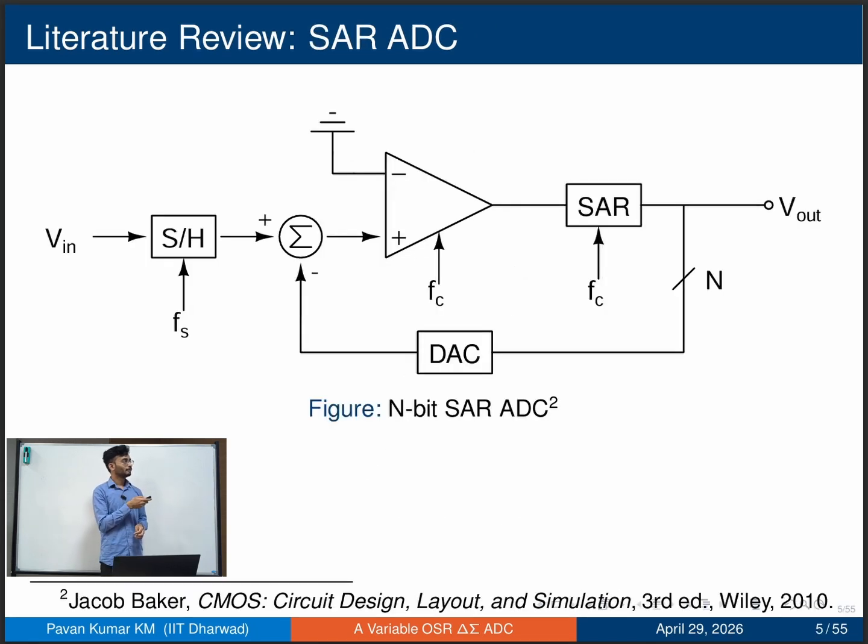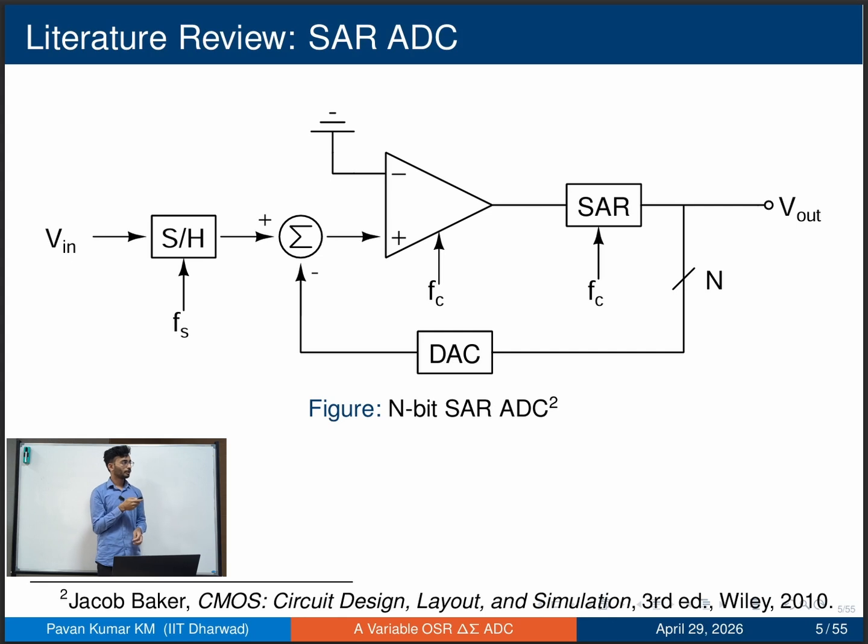One of them is the SAR ADC. This works on an iterative method. This is a single comparator architecture and mostly digital. This can achieve a resolution of up to 12 to 14 bits. But again, the resolution of this is limited by DAC nonlinearity and the comparator offset.